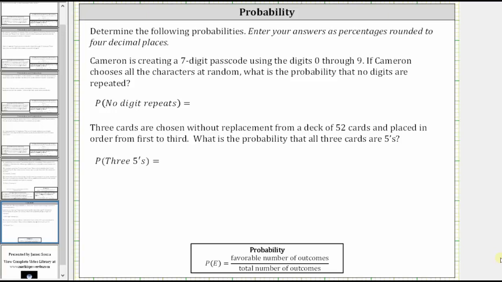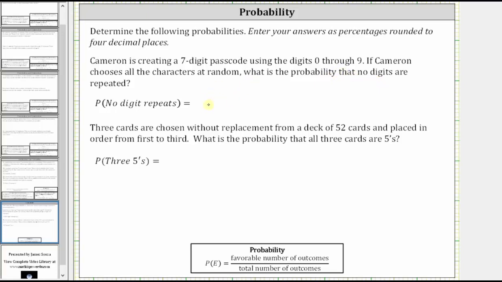Determine the following probabilities as percentages rounded to 4 decimal places. For the first example, Crammond is creating a 7-digit passcode using the digits 0 through 9. If Crammond chooses all of the characters at random, what is the probability that no digits are repeated?